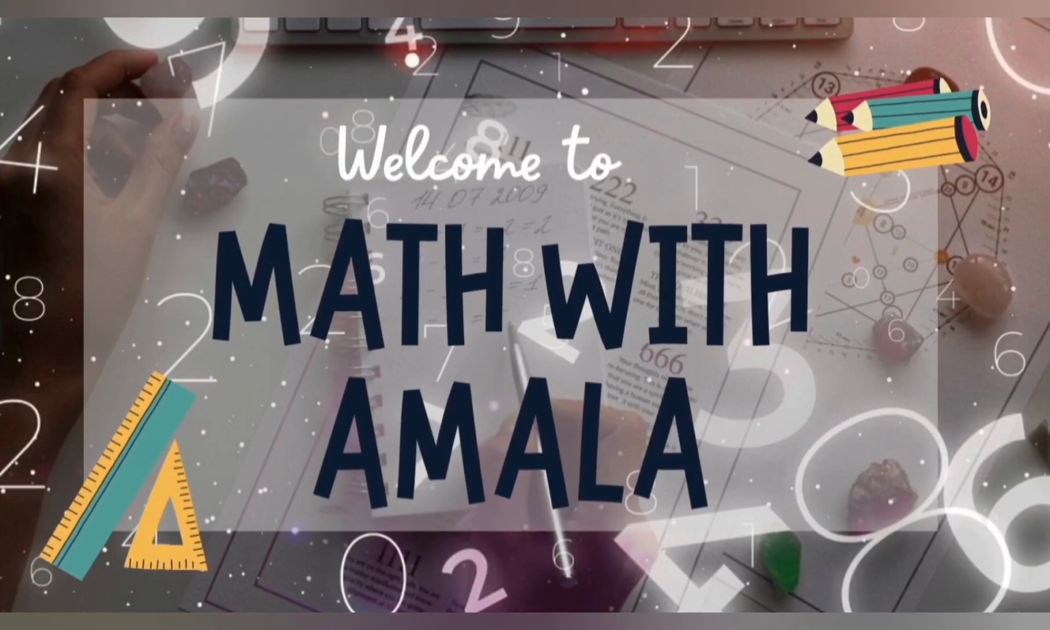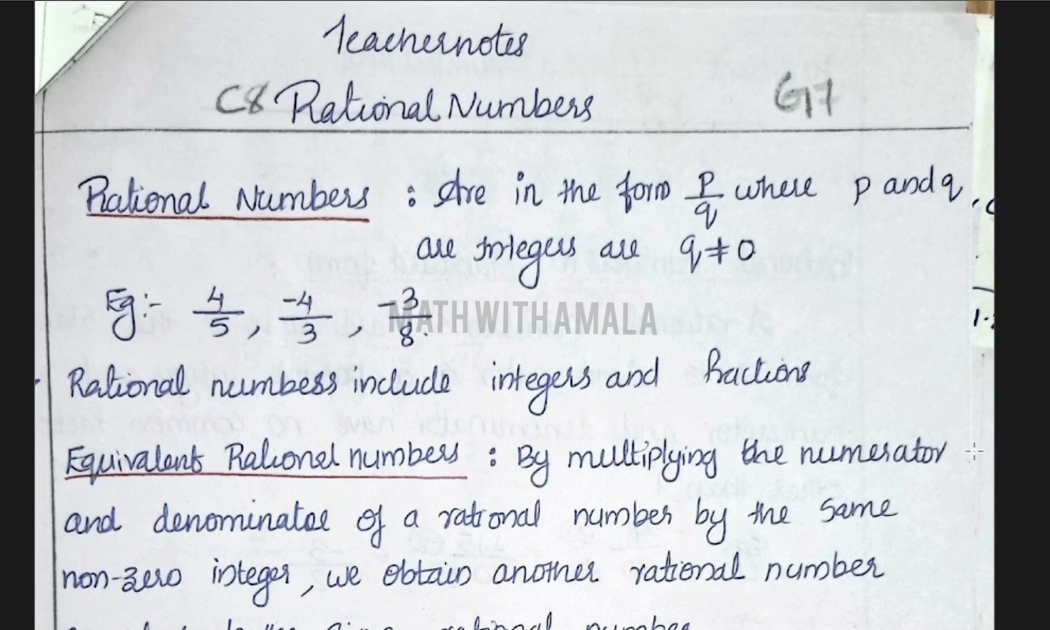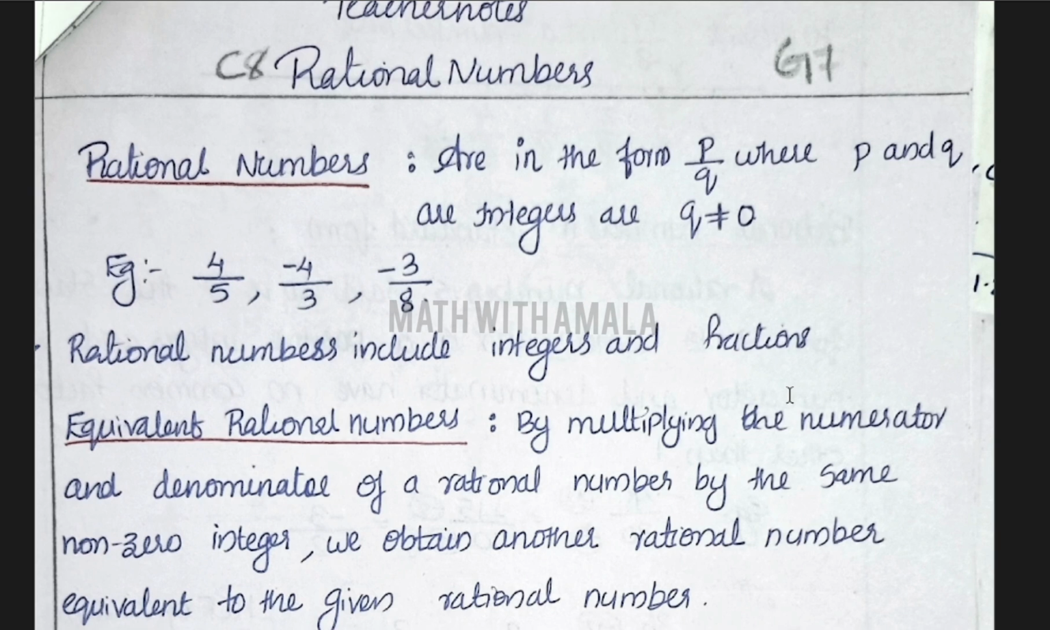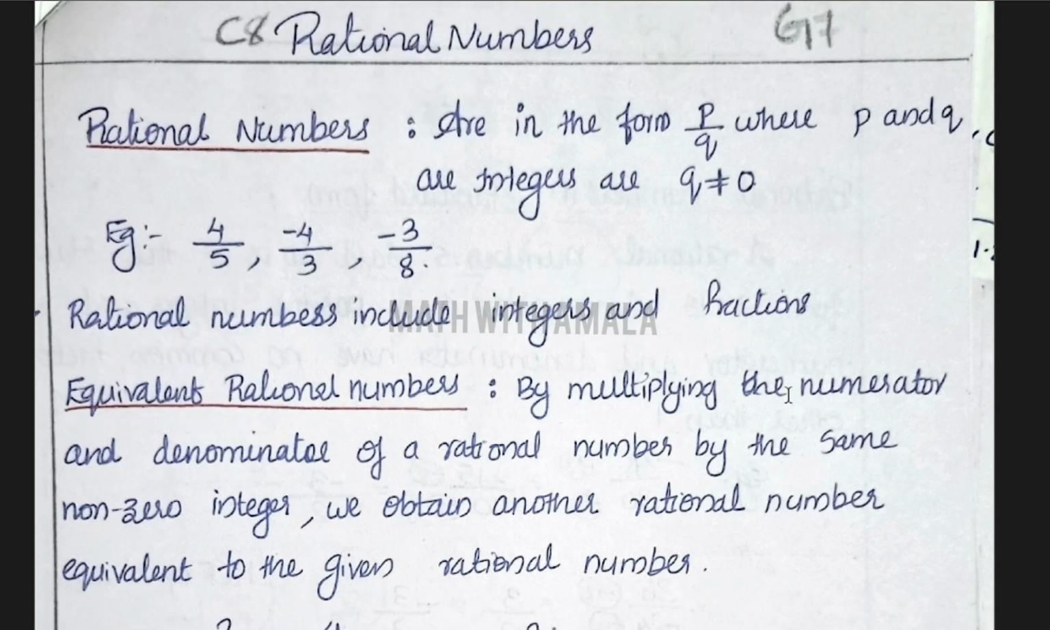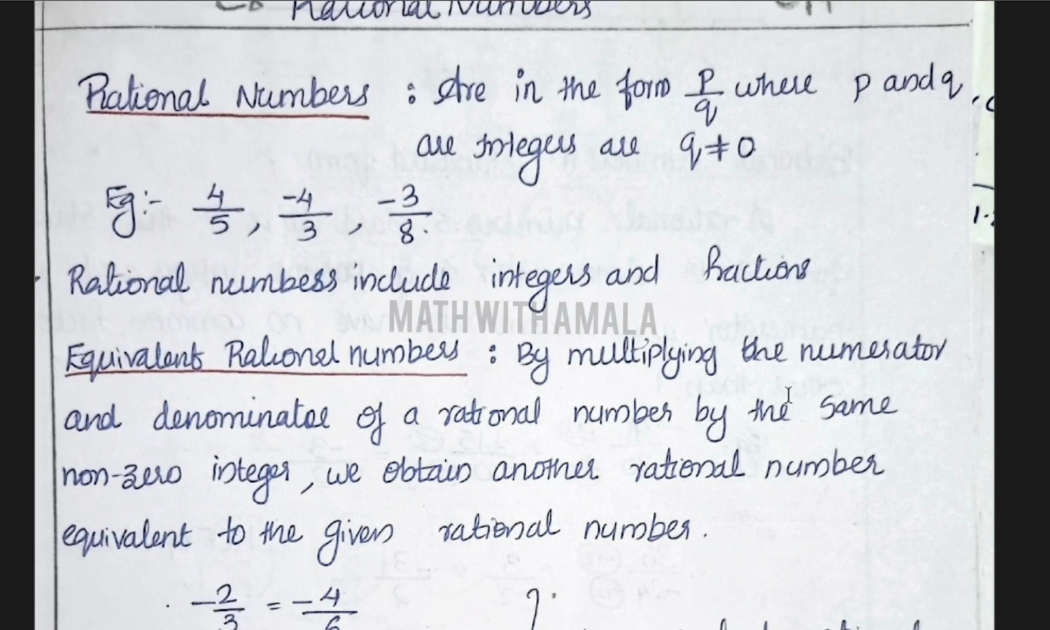Let's start a new part of your chapter. Number 8 of grade 7, Rational Numbers. Rational numbers are in the form p by q, where p and q are integers and q is not equal to 0. For example, let's take 4 and 5 as integers, then 4 by 5 is a rational number. Minus 4 by 3 is a rational number, minus 3 by 8 is a rational number. Rational numbers include integers and fractions.